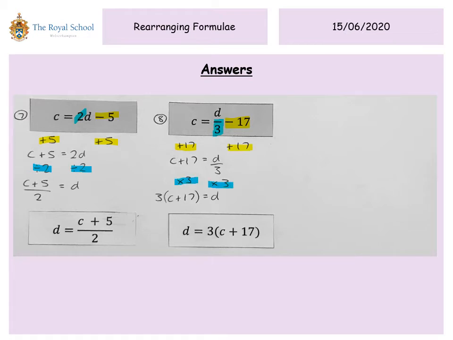Now it would be fully okay if you expanded those brackets and had D equals 3C plus, and actually did 3 times 17. But in this case there wouldn't have been an expression to match that, so we've left it as the factorised version here with the 3 times C plus 17.